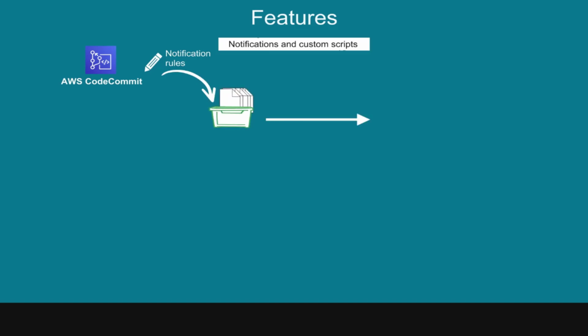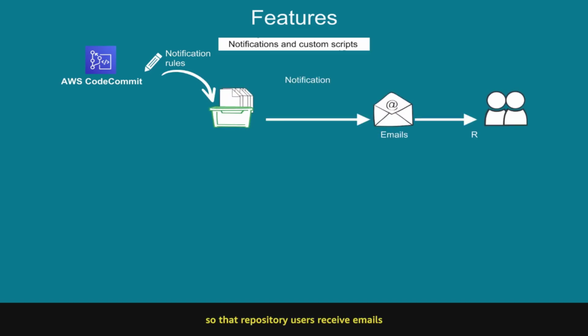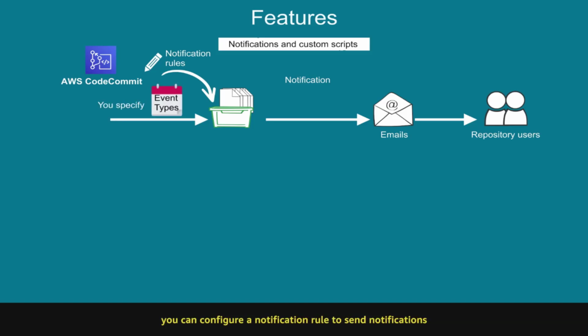Notifications and custom scripts. You can now receive notifications for events impacting your repositories. You can set up notification rules for a repository so that repository users receive emails about the repository event types you specify. For example, you can configure a notification rule to send notifications when comments are made on commits.